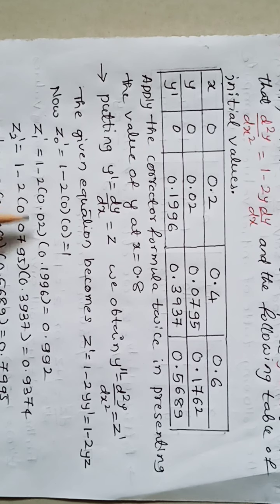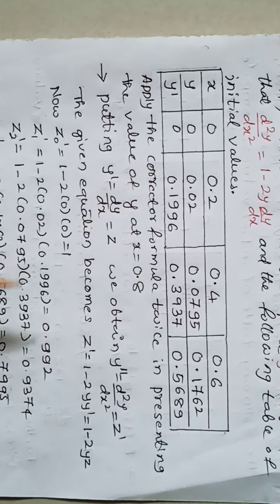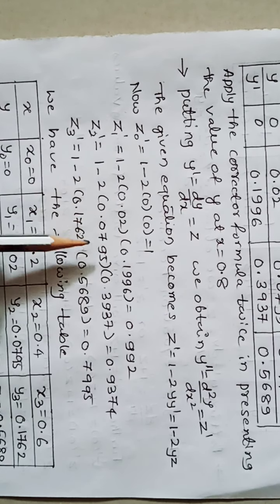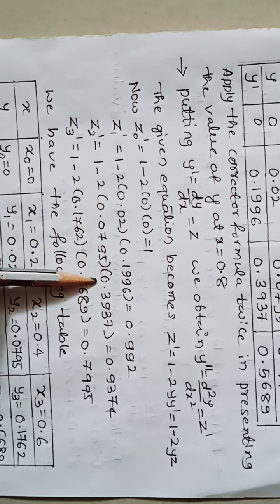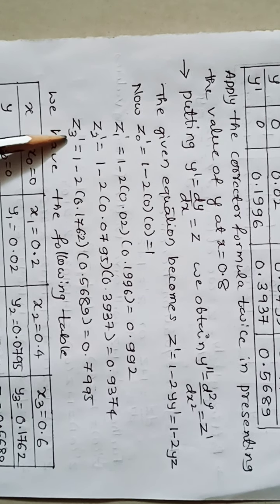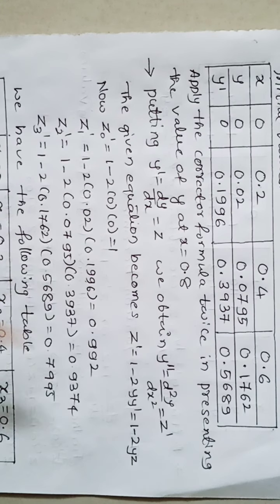So y1 is 0.02 and z1 is 0.1996, it becomes 0.992. Similarly z2 dash is equal to 1 minus 2 y2 z2, this becomes 0.9374. Next z3 dash is equal to 1 minus 2 y3, here 0.1762, and z3 is 0.5689. So it becomes 0.7995.